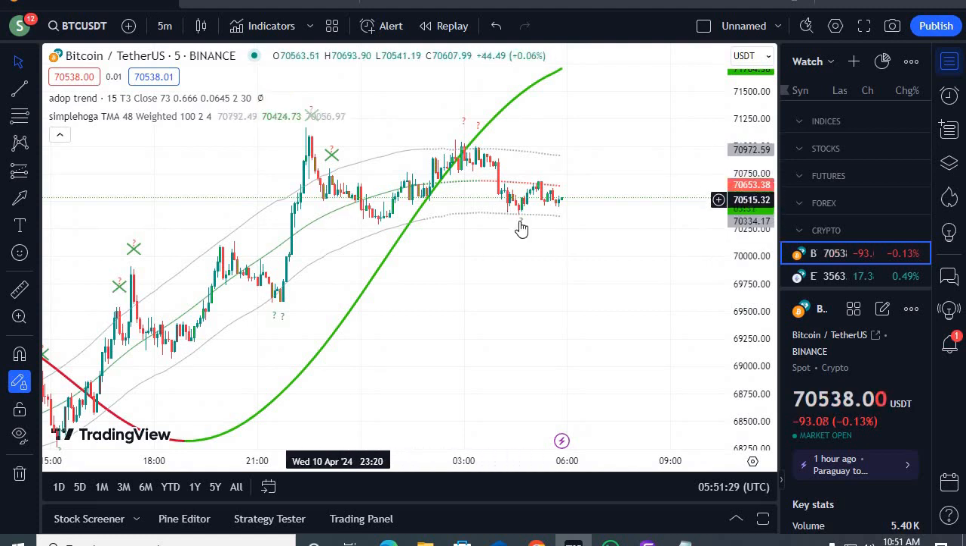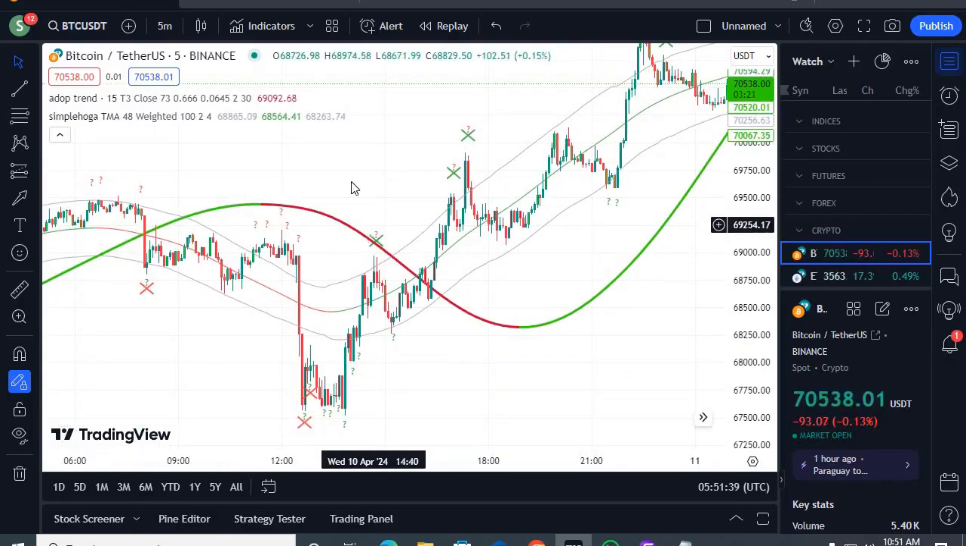Like this one, you can see you got the buy signal. That means the market is going up. BTC is going to be upside. Why? Because you will get consistent profit by using only this TMA. Only this TMA will give you consistent profit.